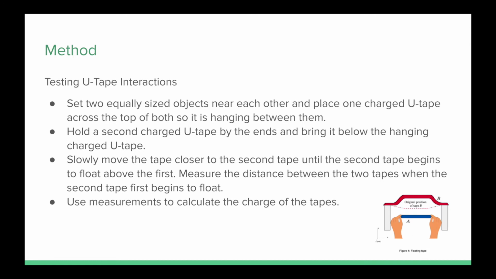In order to test charged tape interactions, first set two equally sized objects near each other on a table. Then place the tape over top of the objects, bridging the gap so it's hanging in between. Next, hold a second charged tape by its ends and bring it below the first tape. Slowly move the tape closer to the upper tape until the upper tape begins to float upwards. Measure the distance when the tape first begins to float. We will use this distance to help determine the charge of the tape.